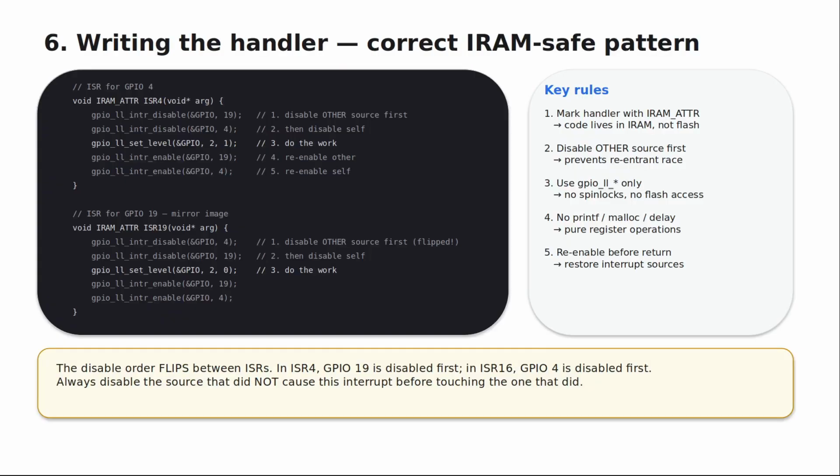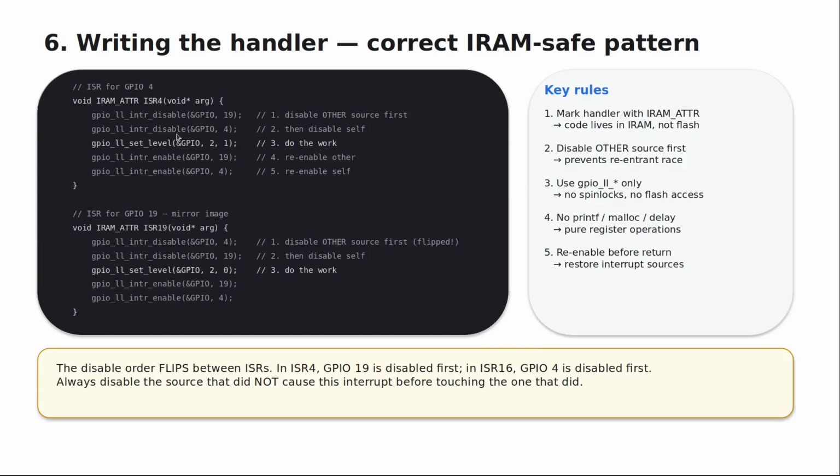Now let us see the interrupt handler. The first thing you will notice is the IRAM_ATTR before the function name. This is very important. It places the ISR code in IRAM. Inside the ISR, every GPIO operation uses the GPIO LL APIs. These APIs are safer inside an interrupt.